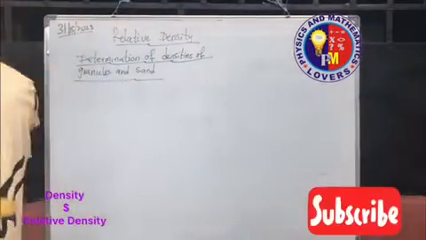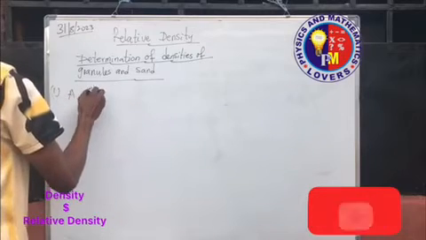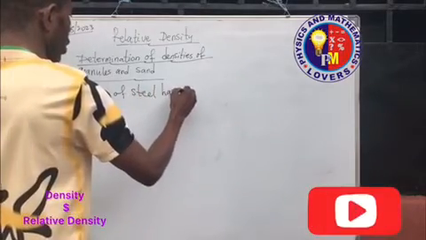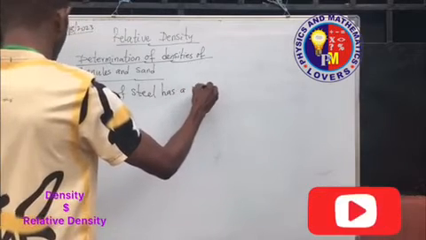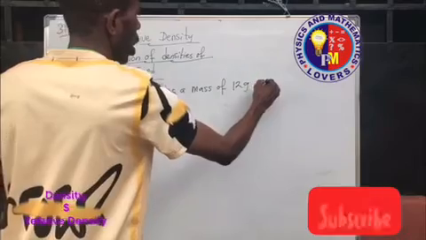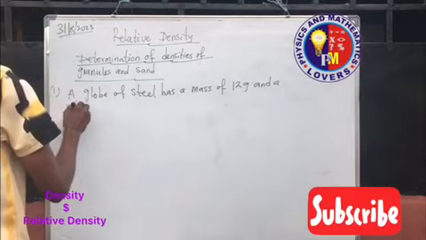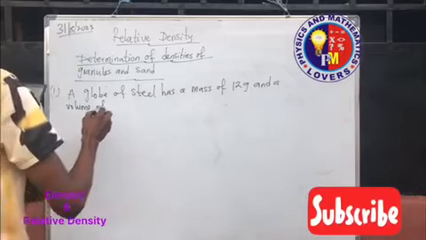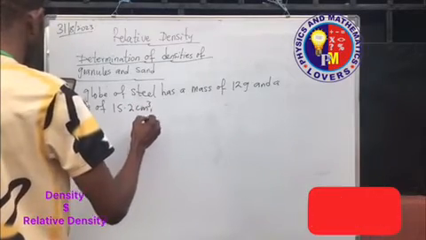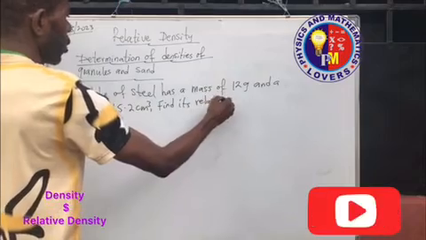The question says, question number 1, a globe of steel has a mass of 12 grams and a volume of 15.2 cm cube. Find its relative density.